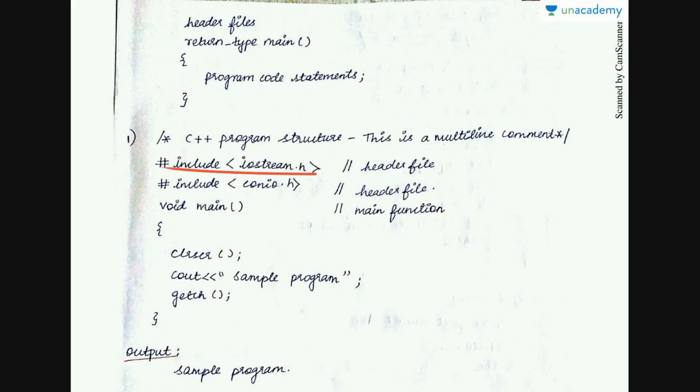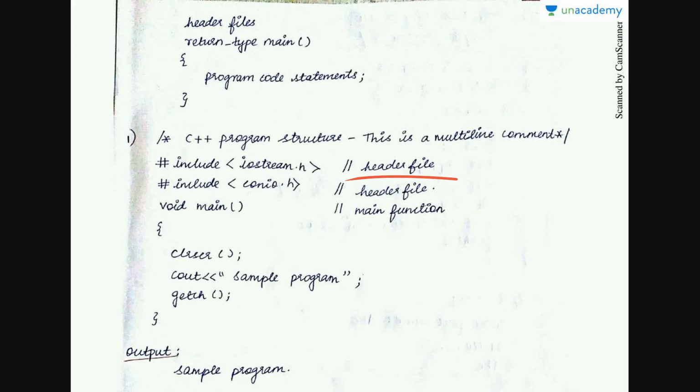Input output means if you have something input or output happening in the program, you use that. Like in this program we have cout. Cout is an output statement, hence we used iostream. And that one we have commented as header file. So this is nothing to do with the execution of the program.